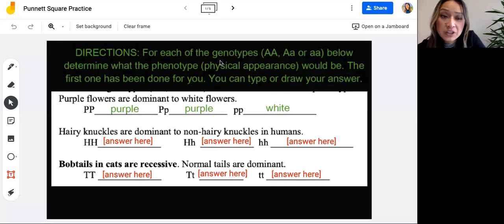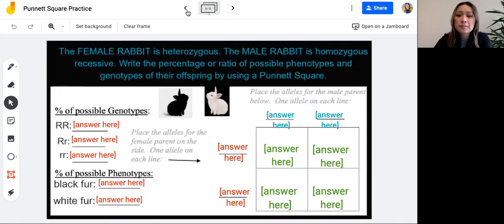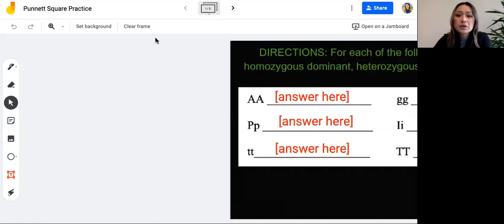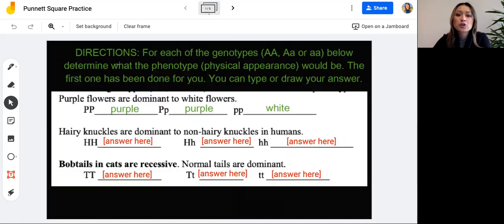This video is going to review your assignment called Punnett's Square Practice. Notice at the top you have 5 Jamboards, right? And so again, you can scroll through each board by clicking on the arrows up here. And so on Jamboard 1, it says directions for each of the genotypes.